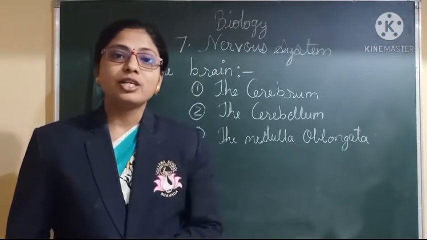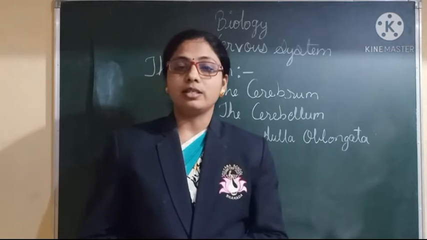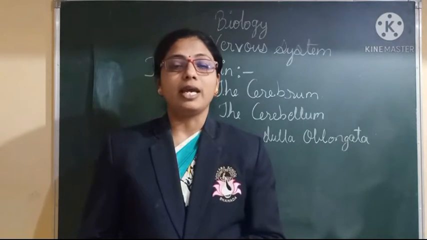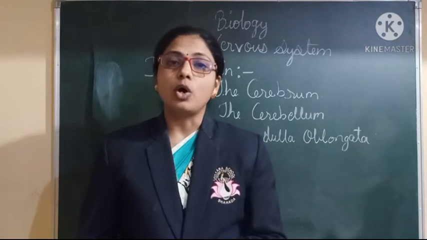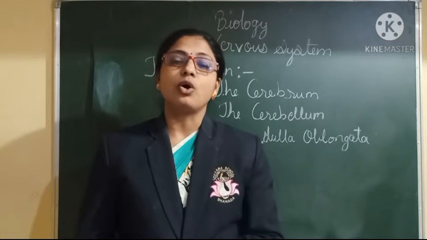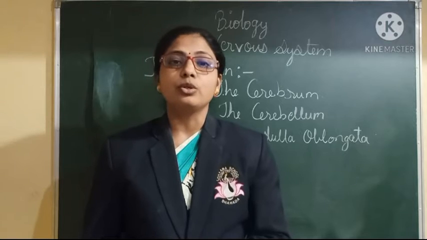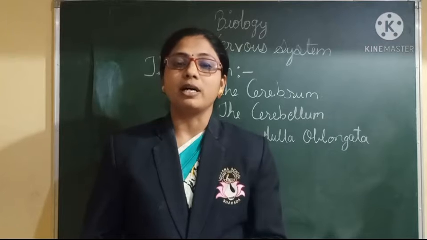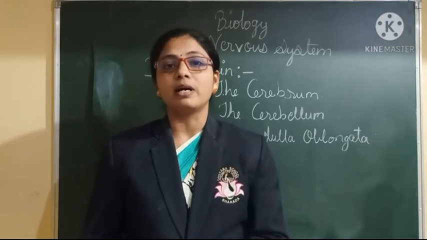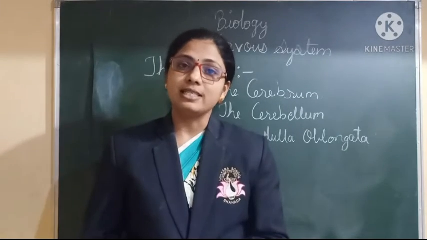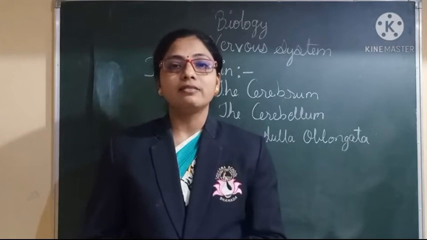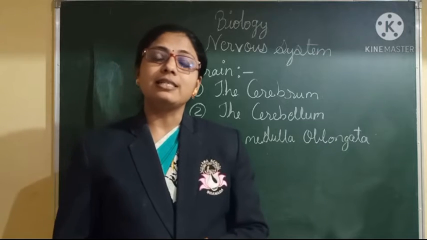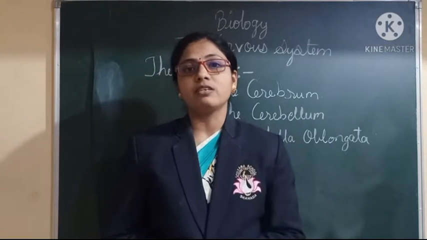Hello everyone. Today we are going to start the new topic of our biology, that is the nervous system. In that we have studied already the main parts of the nervous system. So mainly the human nervous system consists of two parts. It is divided into two parts. The first one is central nervous system and the second one is peripheral nervous system. So, central nervous system, this we are going to see first.